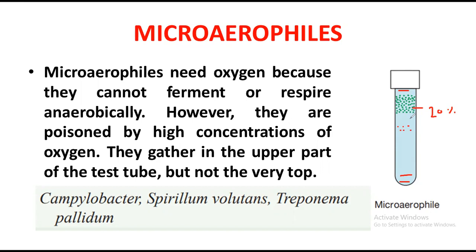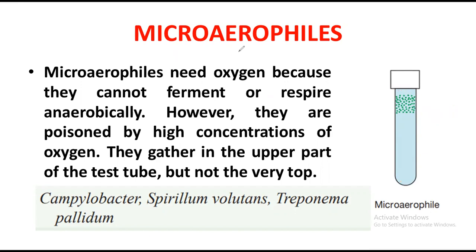So this means that if there is oxygen, they can grow well, but the oxygen should not be in a high amount. I will give the reason at last. They gather in the upper part of the test tube but not the very top. The examples are Campylobacter, Spirillum volutans and Treponema pallidum. These are the microorganisms that are microaerophiles.